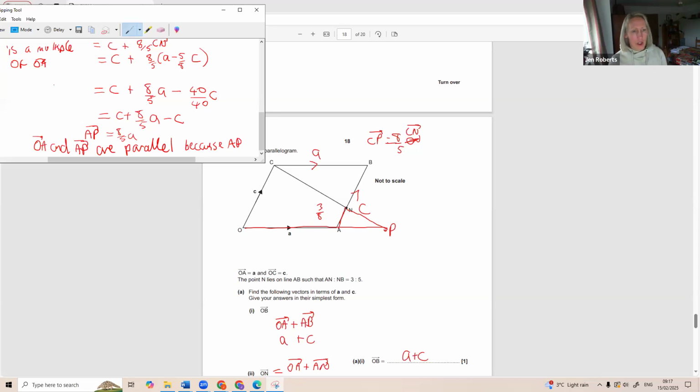Now, how do we show they lie on the straight line? They've both got A in common. Because they're parallel and they have a letter in common, therefore they lie on a straight line. Sorry for squeezing this in.